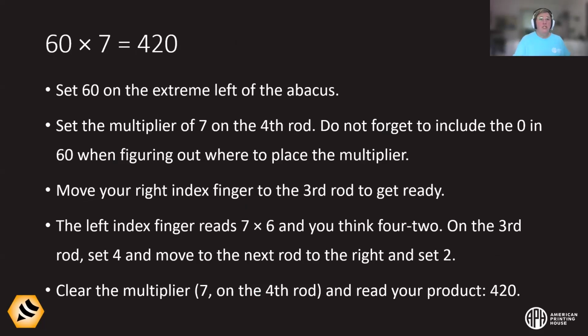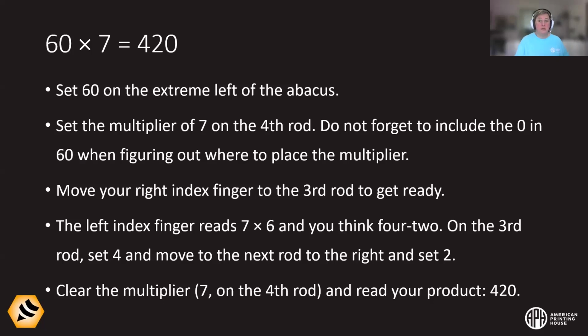The first problem we're going to do is 60 times 7. This one all has to do with placement, and it's a great way to start students with a 2-digit multiplicand and a 1-digit multiplier, especially with that 0. We're going to set 60 on the extreme left of the abacus and set the multiplier 7 on that 4th rod, because if you said 60 times 7, the 7 would go on that 4th rod. Then you move your right index finger to the 3rd rod to get ready, and the left index finger reads 7 times 6.